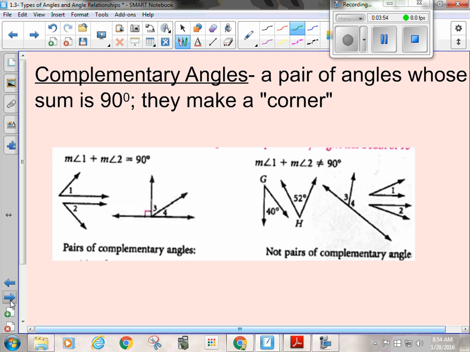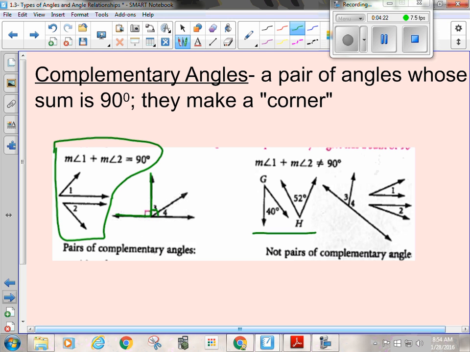All right, complementary. It's a pair of angles whose sum is 90 degrees. They make a corner. So here in this example, we don't see anything in the picture, but they do tell us right there that the measure of angle 1 plus the measure of angle 2 is going to add to 90 degrees. Remember we talked about right angles. If we have intersecting lines and this one's a right angle, then this one over here is going to be a right angle. So 3 and 4 are complementary.